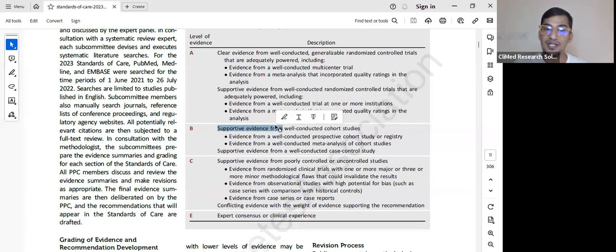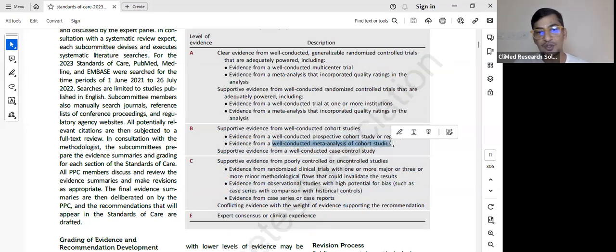Then B level of evidence is like well conducted prospective cohort studies, registries, and some kinds of meta-analysis of cohort studies. So this type of study comes into the B level of evidence.